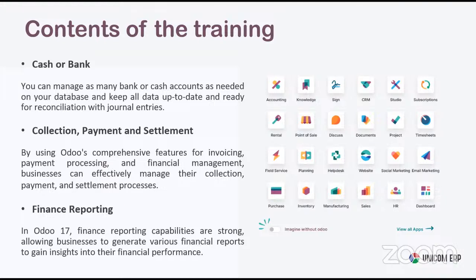Next is collection, payment, and settlement. By using Odoo's comprehensive features for invoicing, payment processing, and financial management, businesses can effectively manage their collection, payment, and settlement process. The last topic covered will be financial reporting. In Odoo 17, financial reporting capabilities are strong, allowing businesses to generate various financial reports to gain insights into their financial performance. So all these topics will be covered under our 1-month training program, okay?